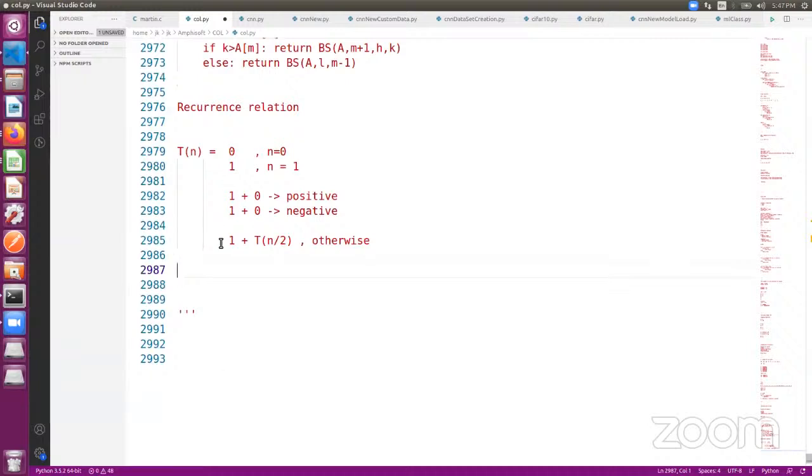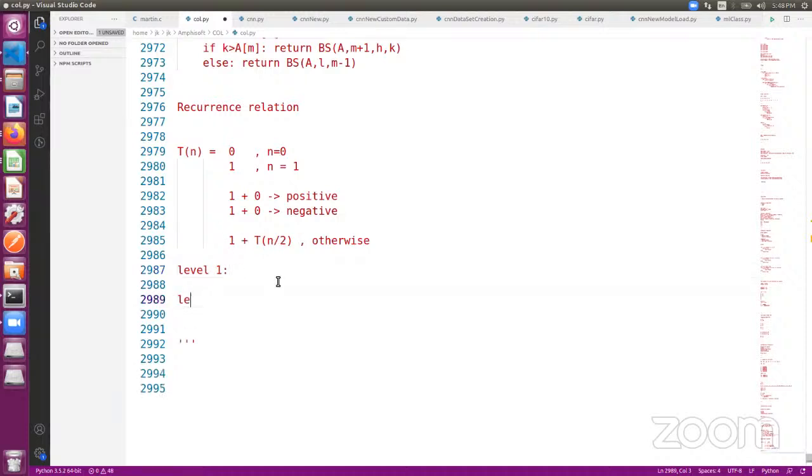Fine. So now let us proceed and use this recurrence relation to find out the complexity of the algorithm. To find the complexity of this algorithm, we're going to check for each level what is going to happen. So at level 1, T of n became 1 plus T of n by 2, right?